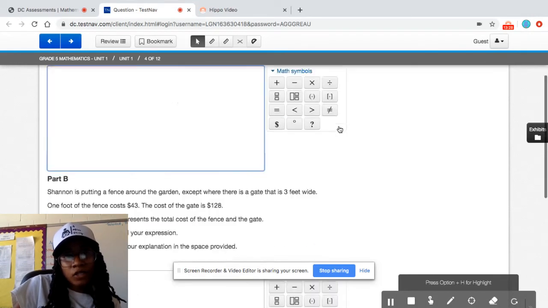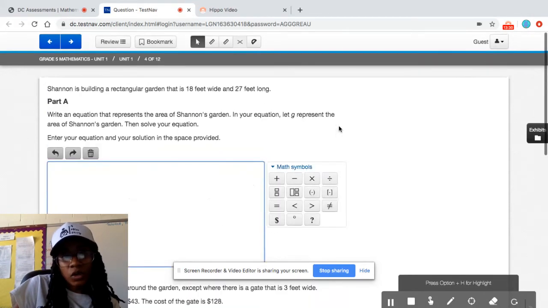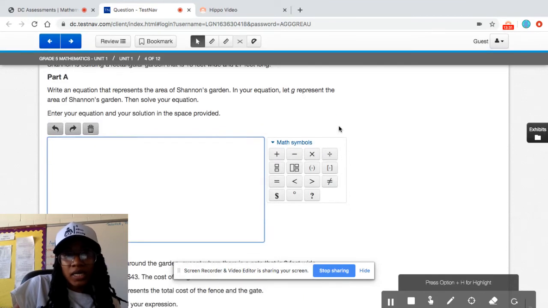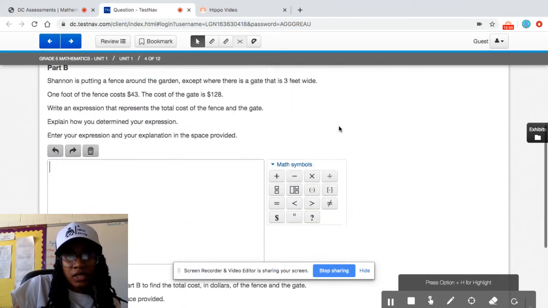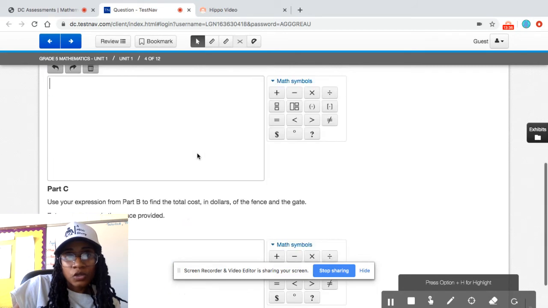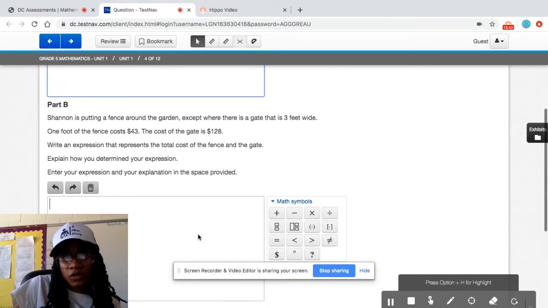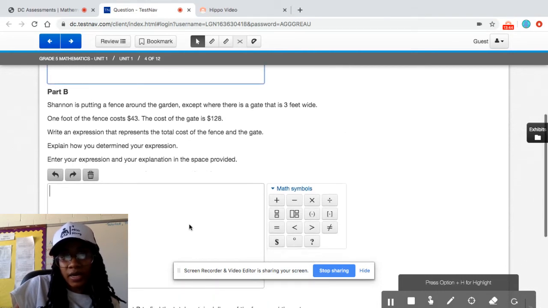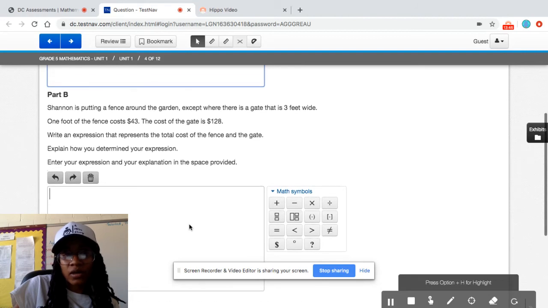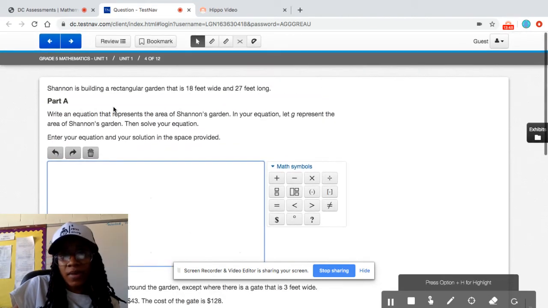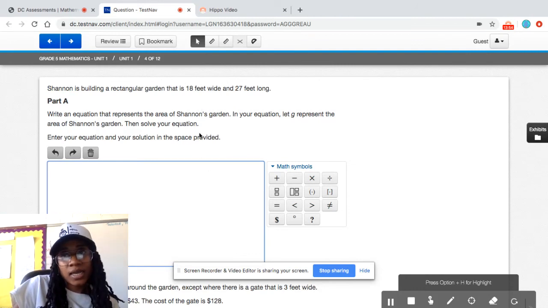Okay. Most of the time, when you have part A, part B, and part C questions, they build upon each other. Okay. So, for example, you have part B, and part C says use your expression from part B to find the total cost. So, of course, if your expression in part B is incorrect, then part C will be incorrect also. So, scholars just need to make sure that they are taking their time and that they are actually annotating the text. Yes, I did say annotating the text.